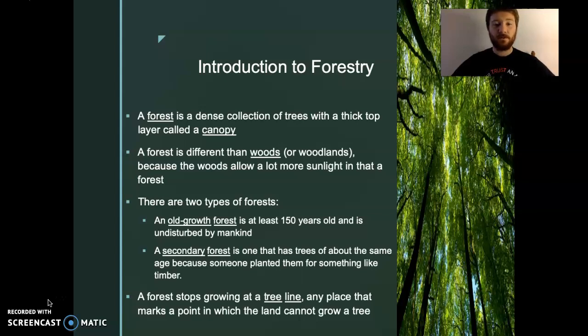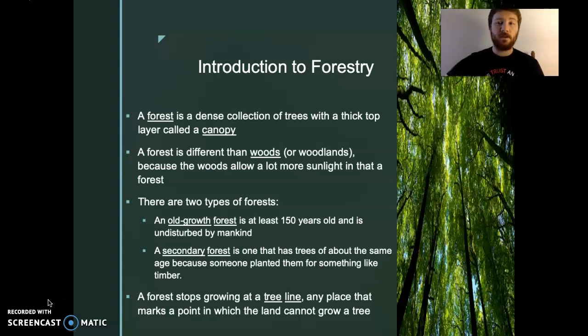First type is an old-growth forest. An old-growth forest is at least 150 years old, and it's a forest that's not disturbed by mankind. So there's no housing projects, there's no deforestation through lumber, no anything. A secondary forest is one that has trees at about the same age, because someone planted them. So companies do this. They will plant a tree and then move on to the next forest, and then a couple years down the line they'll go back to that original forest where the trees are now fully grown, and they'll chop those down and replant them and then keep going.